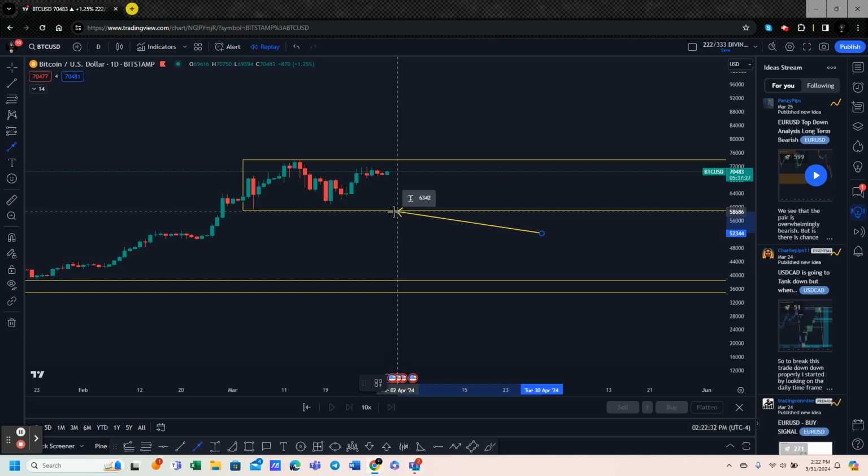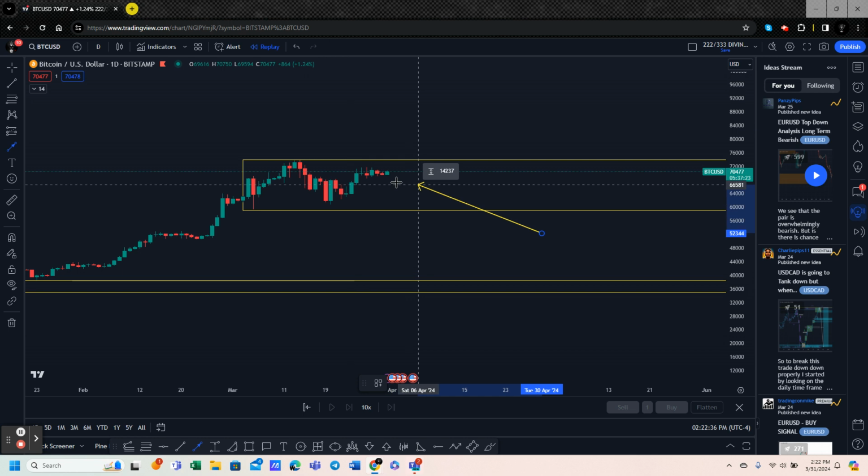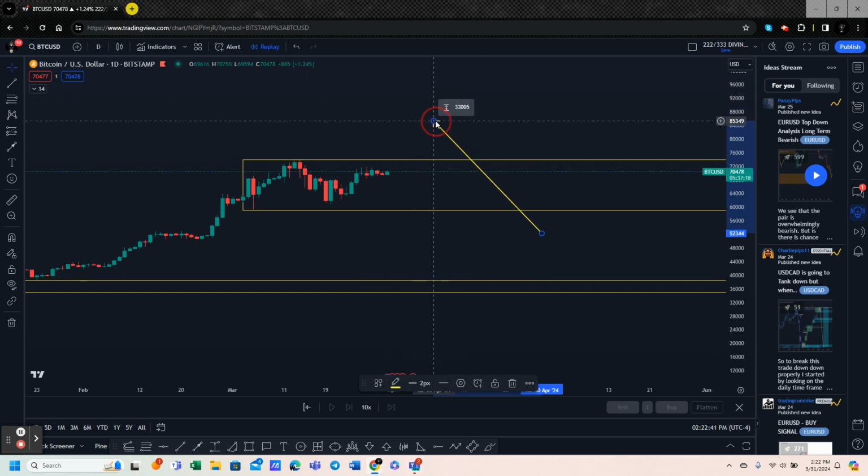If it breaks here, they're going to be looking for shorting opportunities and they're going to take it back to the edge of this consolidated zone. If it breaks out, they either look for a retest, then they go higher. Regardless, that's what it's dealing with. Okay.